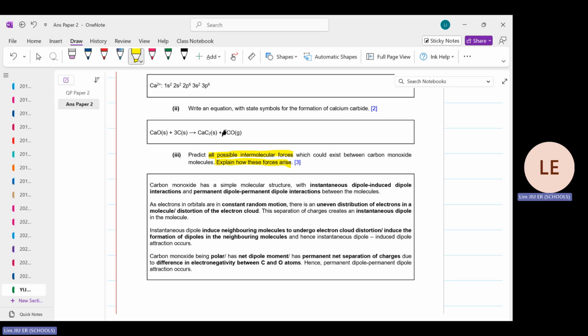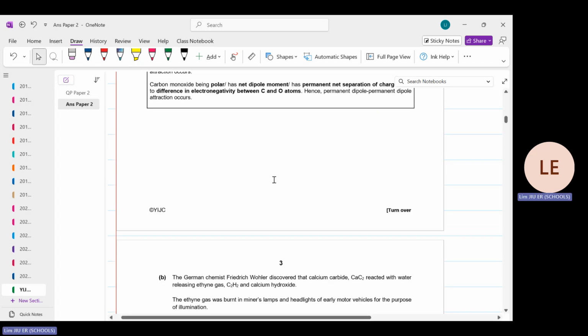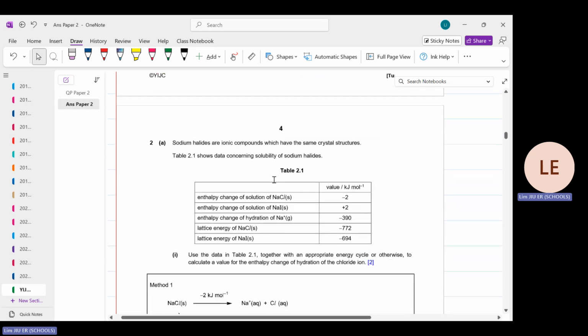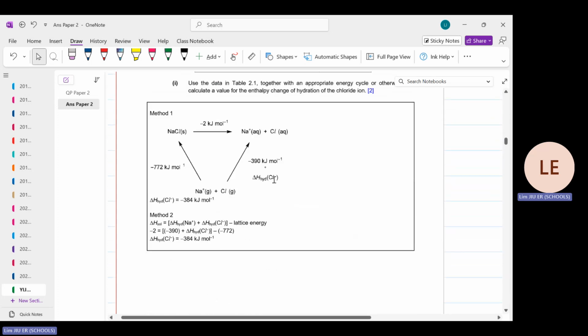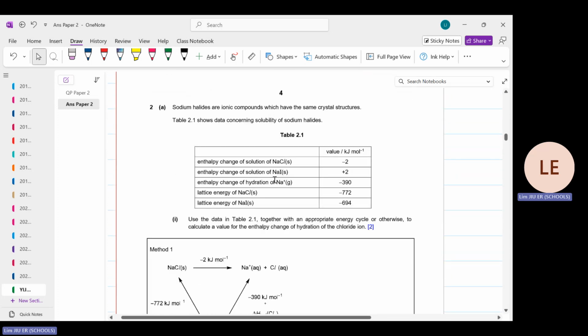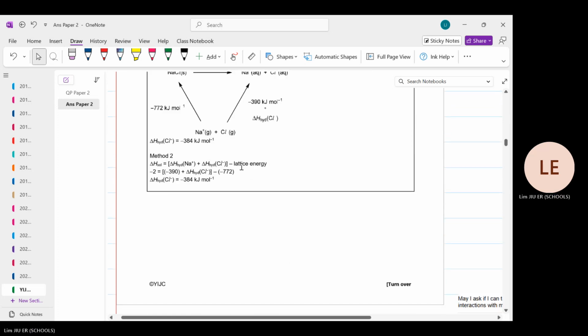So basically it's the concepts inside your notes. This is something that we need to learn as well. This one nobody asked, so I think it's quite okay. This one also nobody asked. 2A2 got people asking.